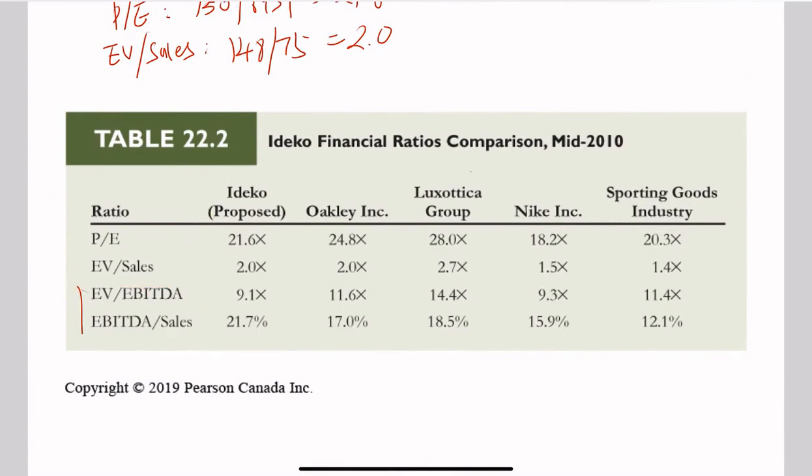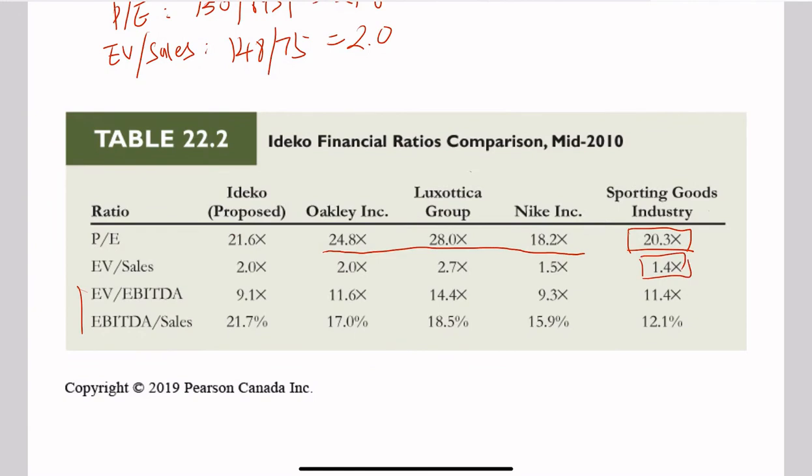Okay, after calculating these ratios, what you will want to do is to compare ratios, right? You can see that in terms of PE ratio, we have 3 firms, and I believe this is the average PE ratio. So you can see that average PE ratio is 20, and Idaho's PE ratio under the proposed price is 21.6. So you can see that it's in line with the industry average, right?